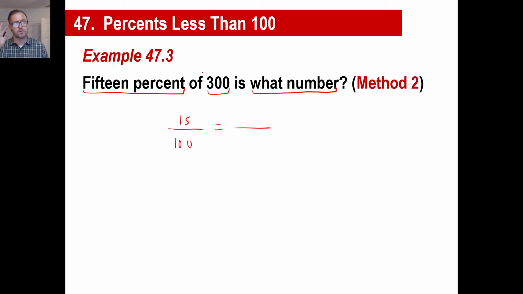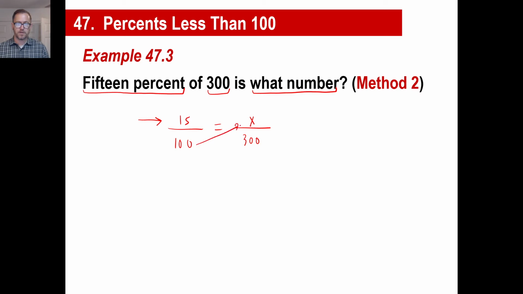Well, real quickly, you tell me, is 15% of 300 smaller than 300 or larger than 300? Obviously, it's smaller than 300, right? Well, look, if the number we're looking for is smaller, where does it belong on this fraction? Should the x be up here or should the 300 be up here? Now, if you look at this, it has to match. So obviously, this is a smaller number here, so the smaller number is going to have to match there. So there is our fraction.